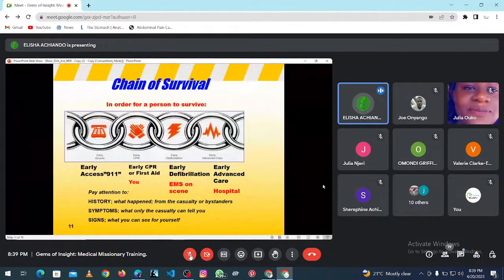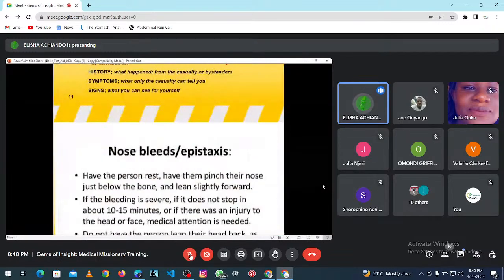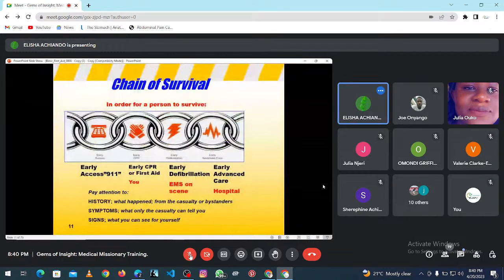The symptoms are basically what only the casualty can tell you about how they are feeling. How are you feeling now? I'm feeling maybe cold. I'm having nausea and all that. But the signs are what you can see for yourself. You can see these people bleed. You can feel these people are having high fever and all that. I want us to check specific examples.